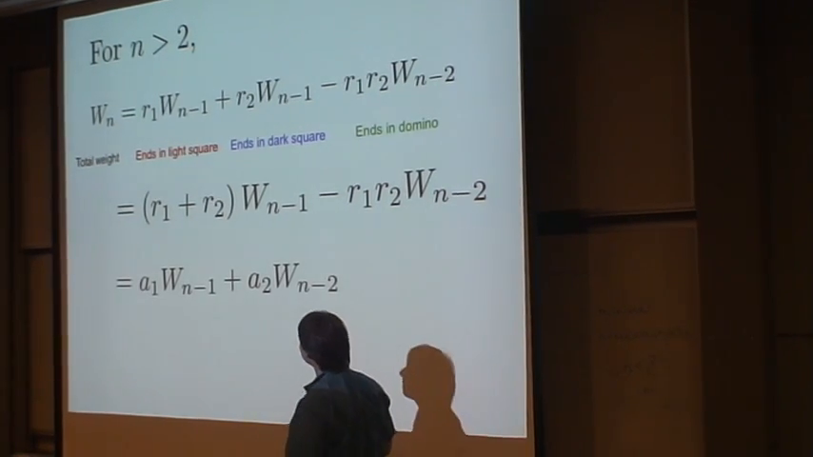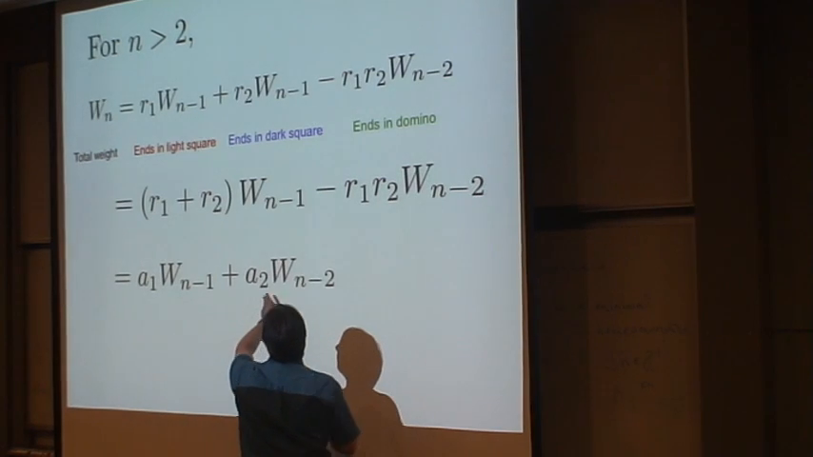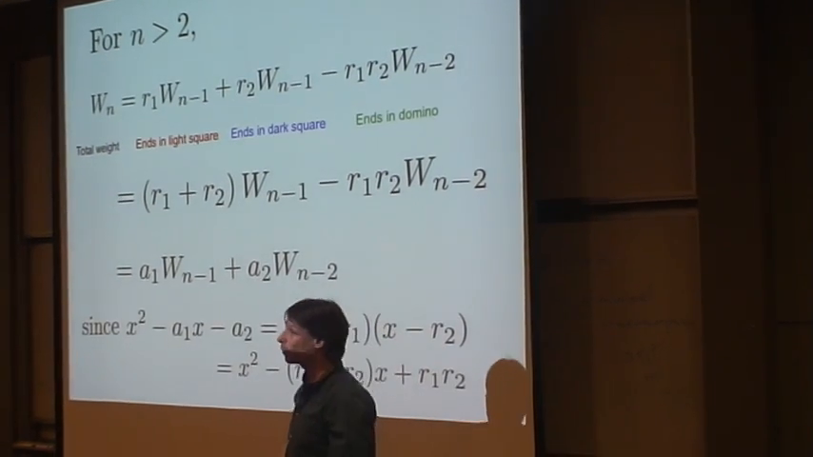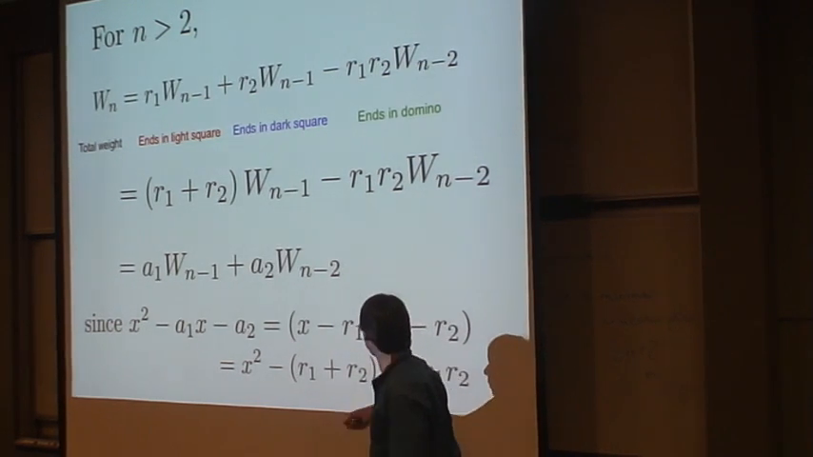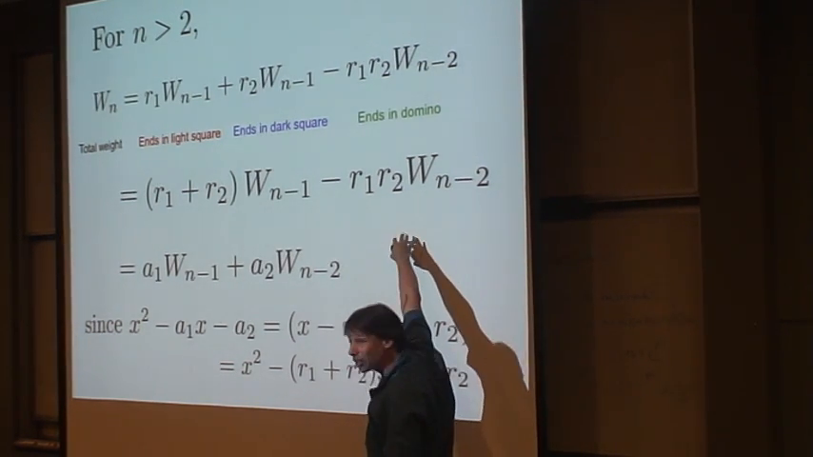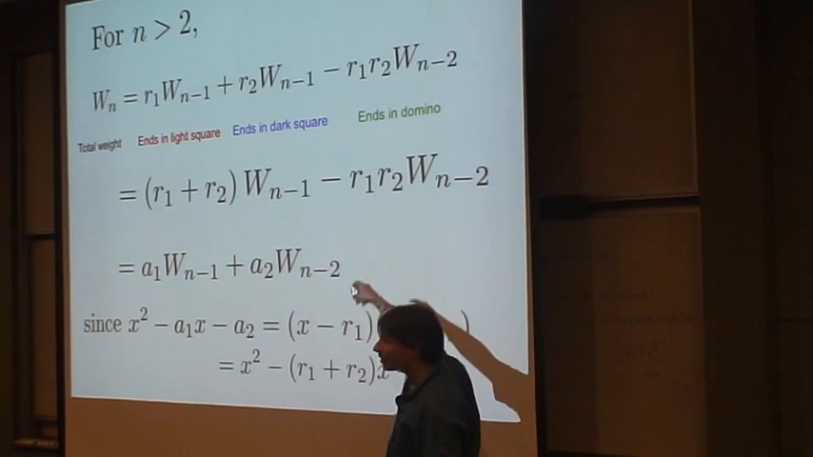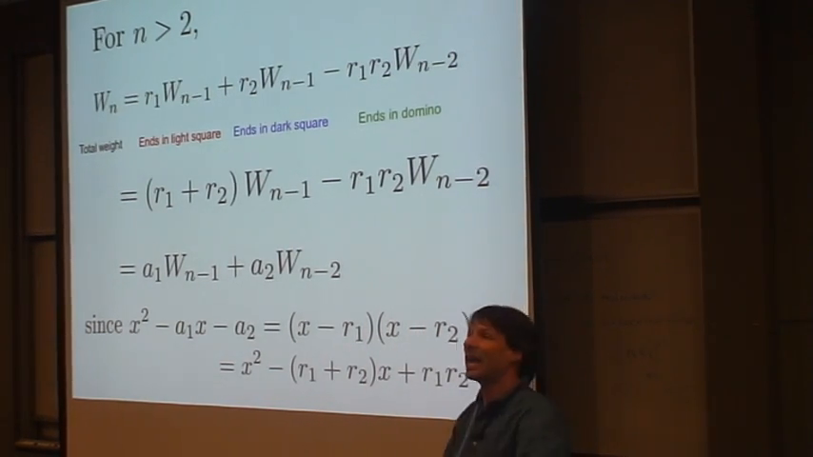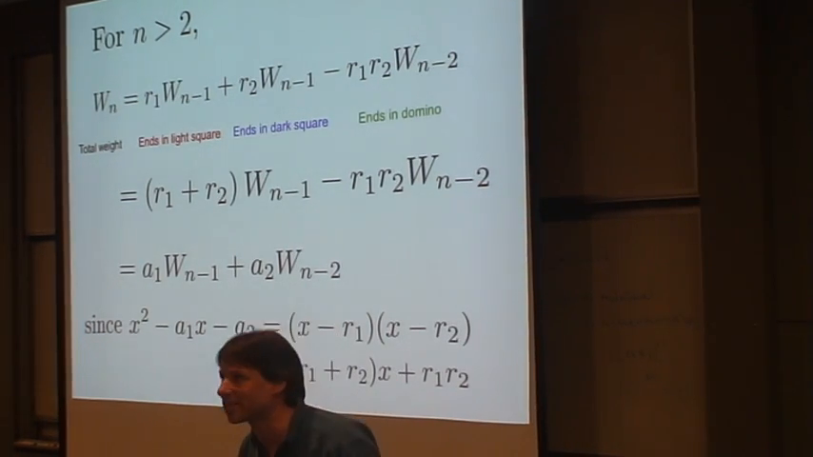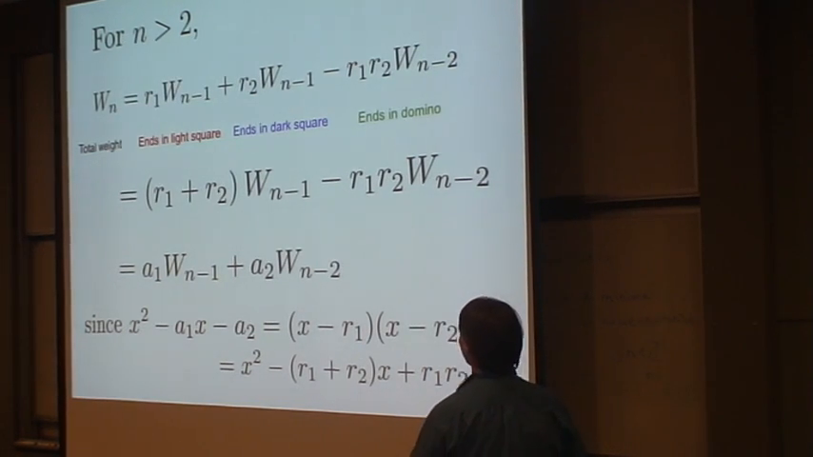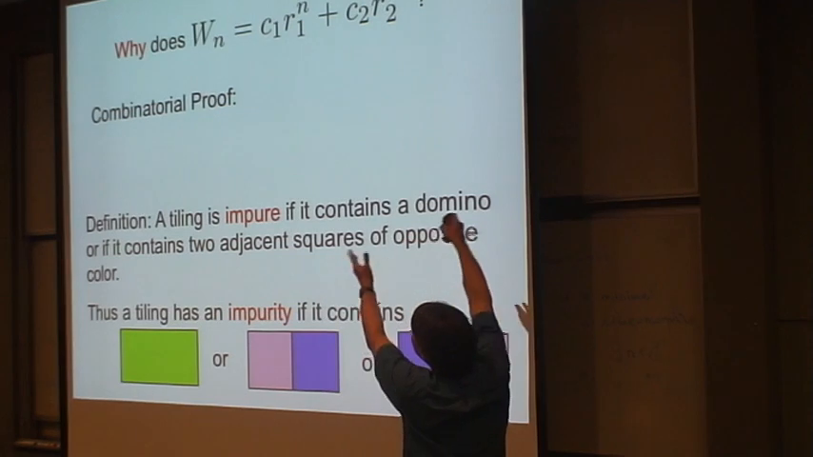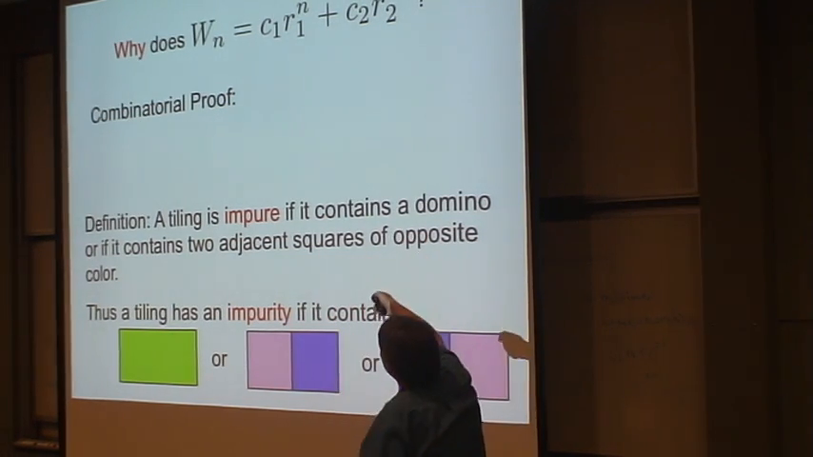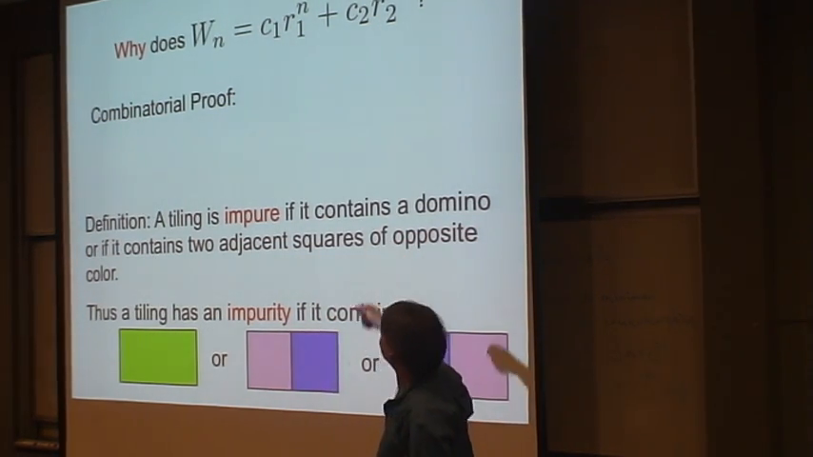But wait a second, that's the same as a1 Wn minus 1 plus a2 Wn minus 2, because they were the roots of the polynomial. So we know what the sum of the roots is. We know what the product of the roots is. So this satisfies the same relation as our problem. But then why do you get the Binet formula, right? How does that give us that?